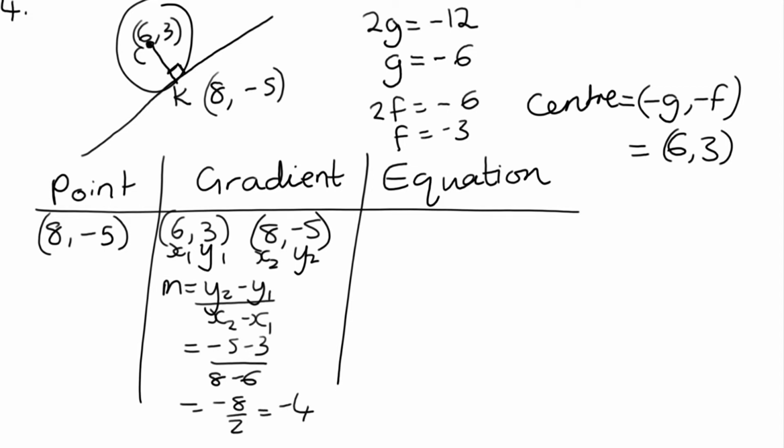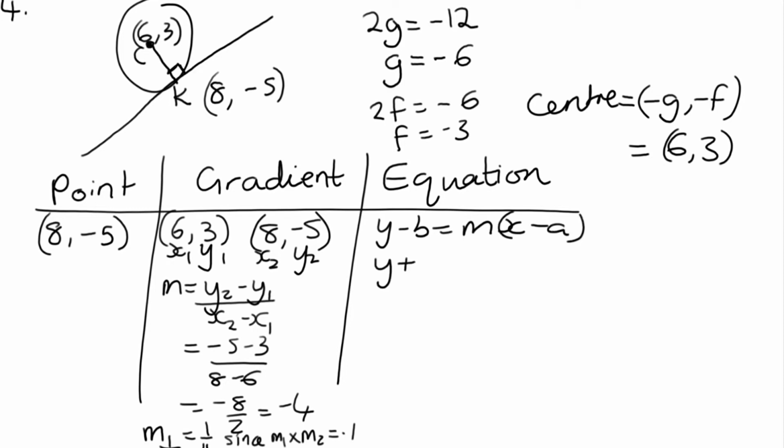Okay, so we get negative 4. That means the perpendicular gradient is 1/4, since m1 times m2 equals negative 1. Okay, now we just do y minus b equals m(x minus a), using our point and gradient.